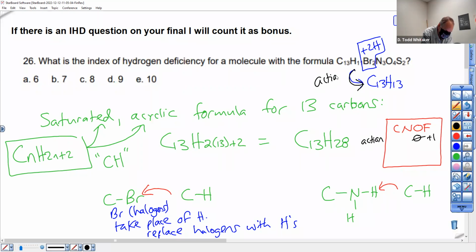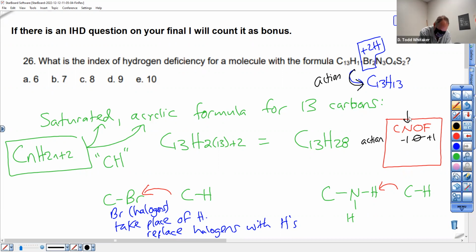Got it? What did I do? I added a one for bromine. That means I would add one for fluorine, one for chlorine, one for iodine. What are you going to do for nitrogen? That table is easy to remember, isn't it?